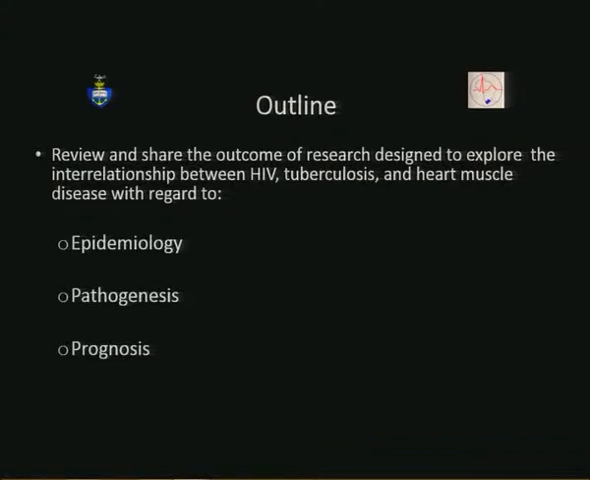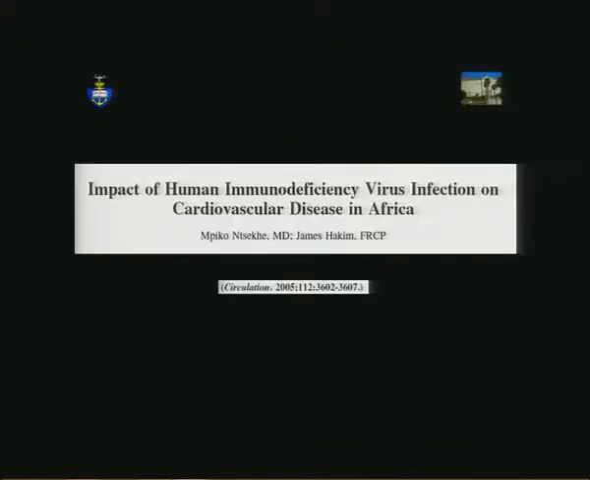So the outline basically is I'm going to review and share the outcome of some local research designed to explore this interrelationship between HIV, TB, and for the purposes of this meeting, focus on heart muscle disease, and look at the epidemiology, pathogenesis, and prognosis, and a few studies that we've been involved in exploring this area.